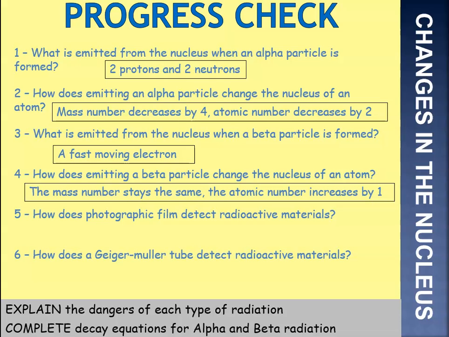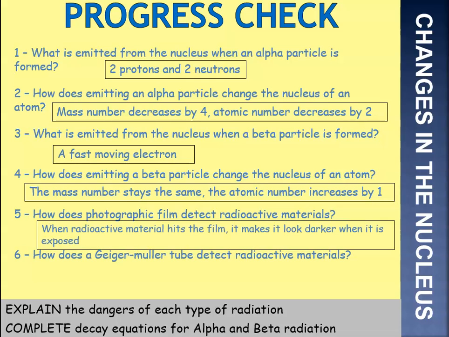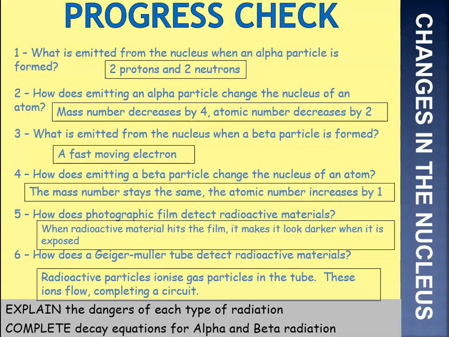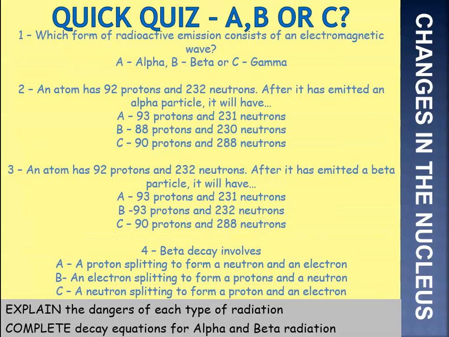Question 5. How does photographic film detect radioactive materials? When the radioactive material hits the film, it makes it look darker when it's exposed. And finally, how does a Geiger-Müller tube detect radioactive materials? The radioactive particles ionize gas particles in the tube. These ions flow and that completes the circuit. Every time that circuit's complete, it counts up a radioactive charge.